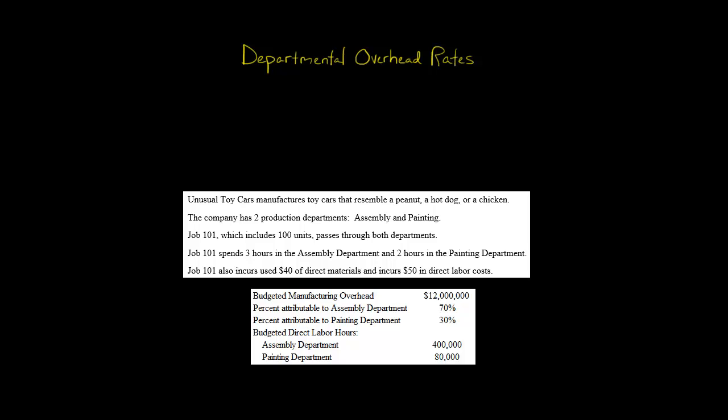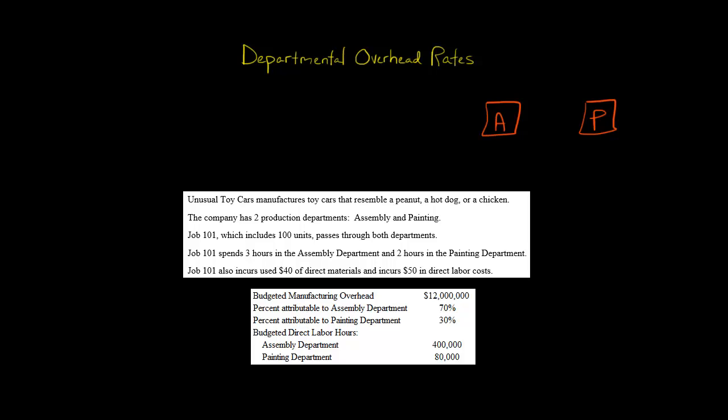In this video, I'm going to show you how to use multiple departmental overhead rates to apply manufacturing overhead. So let's take a company that makes toy cars. They've got two different production departments: an assembly department and a painting department. Whenever they make the toy cars, they're first processed through the assembly department, where we put them together, and then we paint them. So they pass through each department.